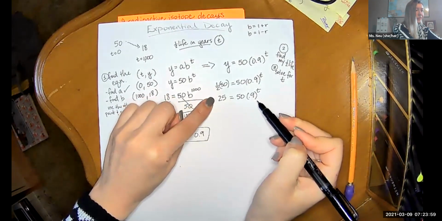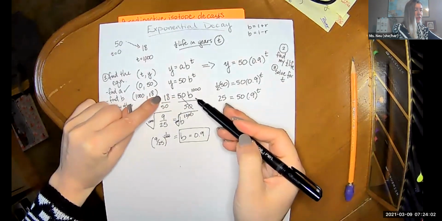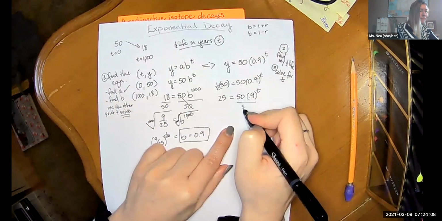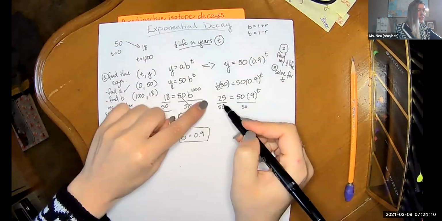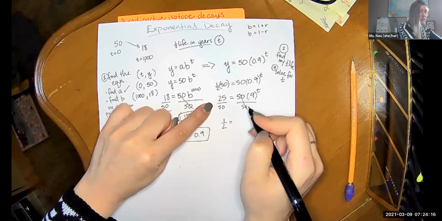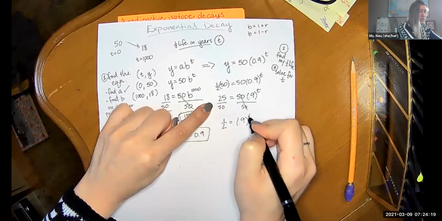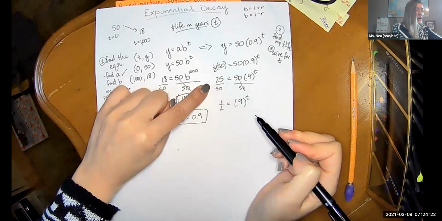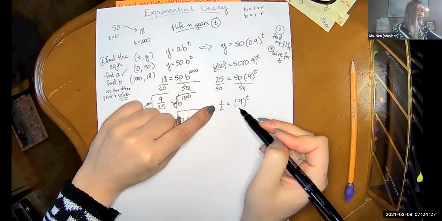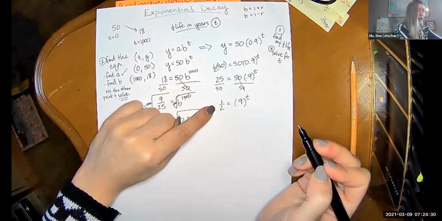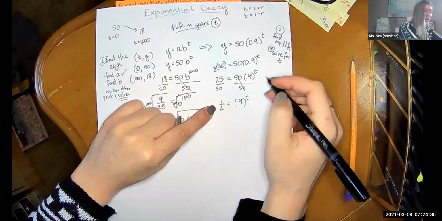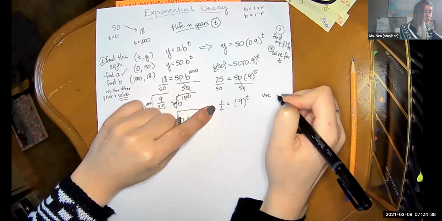And now to get t by itself, we're going to start kind of like the same thing we did over here. We've got to isolate that power. So I'm going to divide by 50. 25 out of 50. All right, and now I'm somewhere where I have this thing tangled up in the power of this 0.9. So how do I get that out of its power? Well, I'm going to use logs.